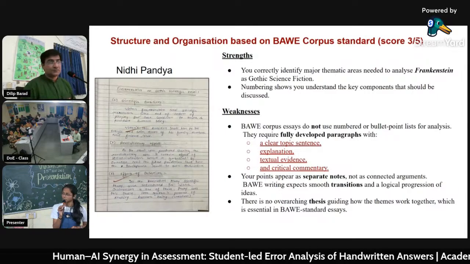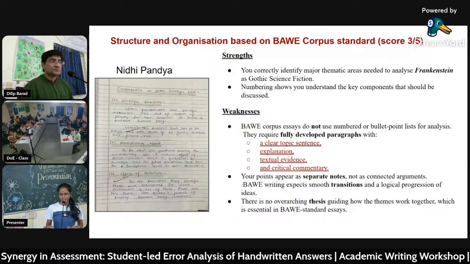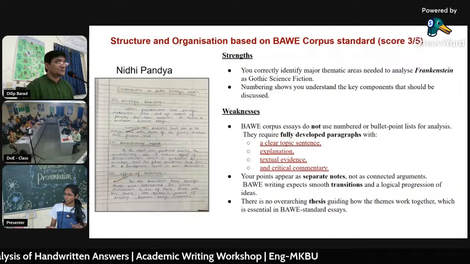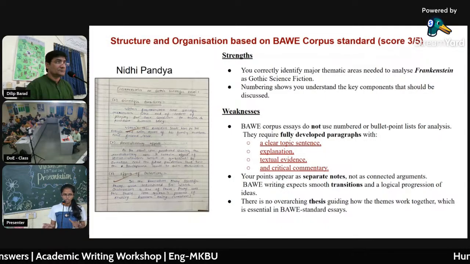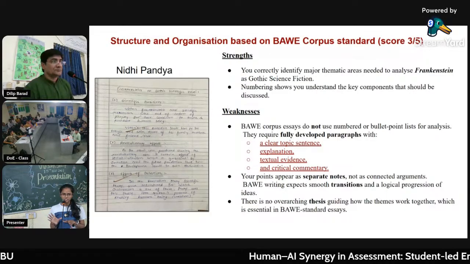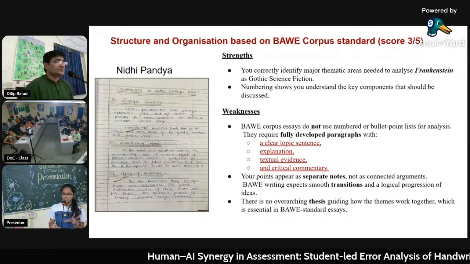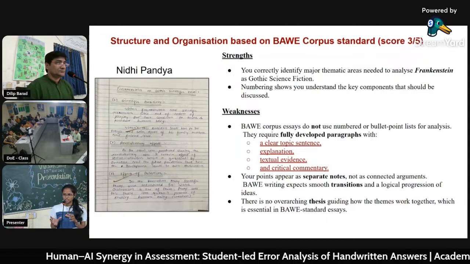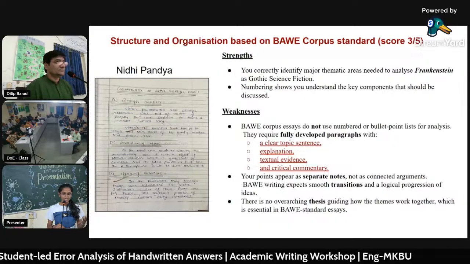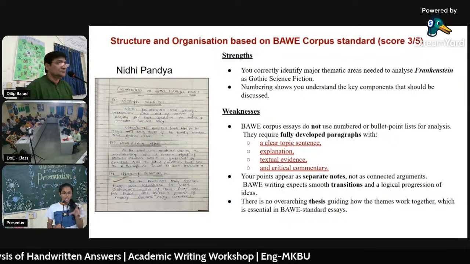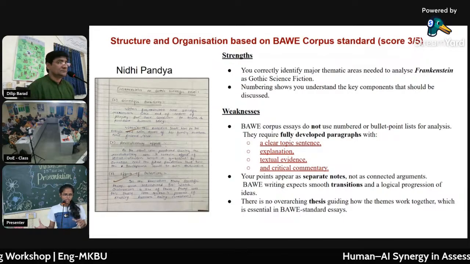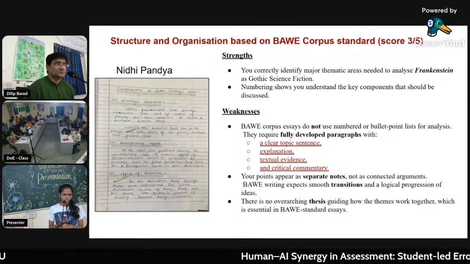Hello, good afternoon, everyone. I have given my answer to ChatGPT, and it has given me the strengths and weaknesses, and the result. In my answer, I have correctly identified the major themes of Frankenstein, which was a good thing. It shows that numbering was a good thing, because it led to the understanding that I know the basics of how to answer the question, and what themes could be included for it as a scientific gothic fiction novel.